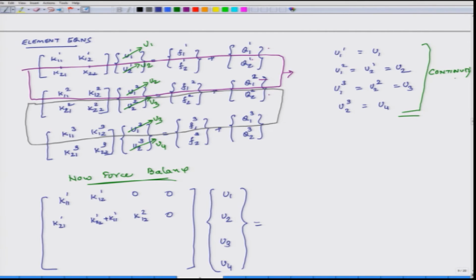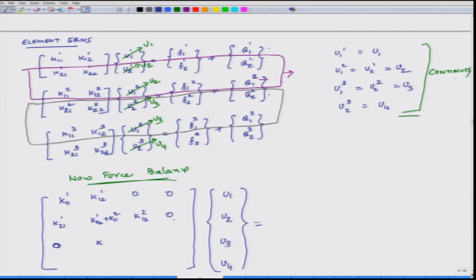Okay. So, this is the second equation, K21 for the first element times U1 plus (K22 for the first element plus K11 for the second element) times U2 plus K12 for the second element times U3, and there is no U4 in these two equations, right. So, it is 0 here. This is the second equation, and then the third equation is 0. In the third equation, there is no U1. So, the K matrix element is 0 as there is no U1. So, this element is 0.